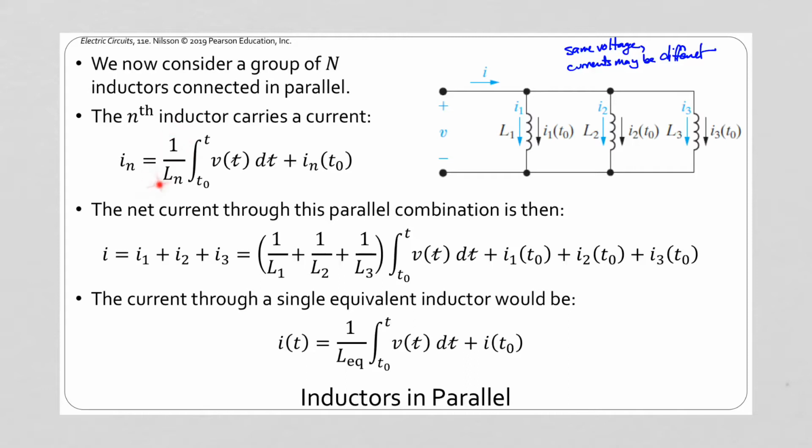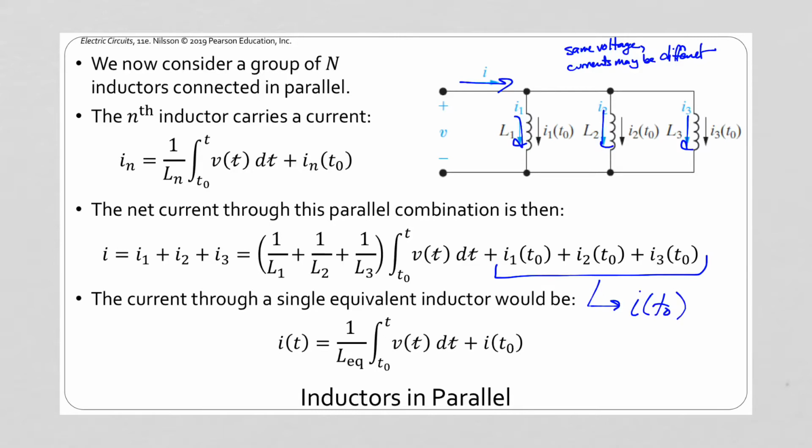And so when we add up the 1 over the inductance terms times this common voltage integral, and then we have the sum of the currents. Well, we can see here the initial currents through each one of the inductors is going to equal the initial current coming into the circuit.